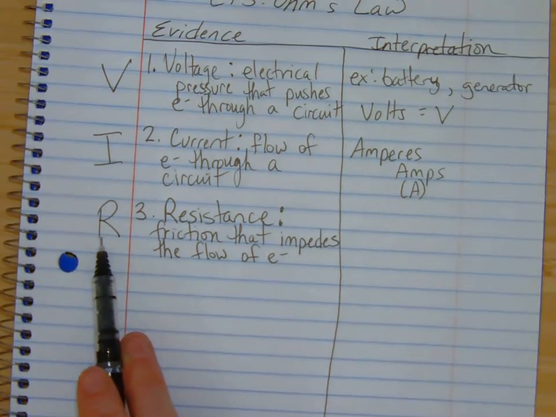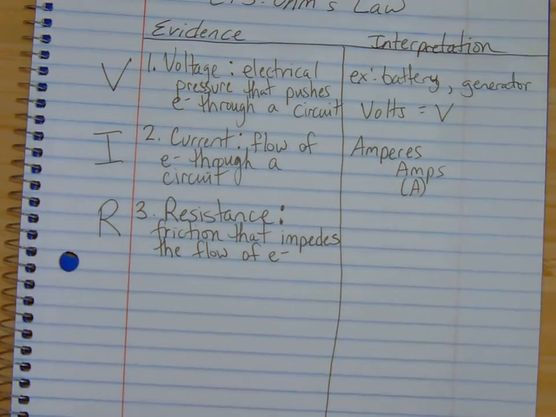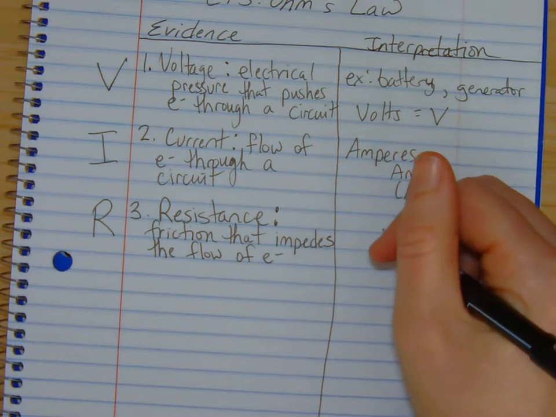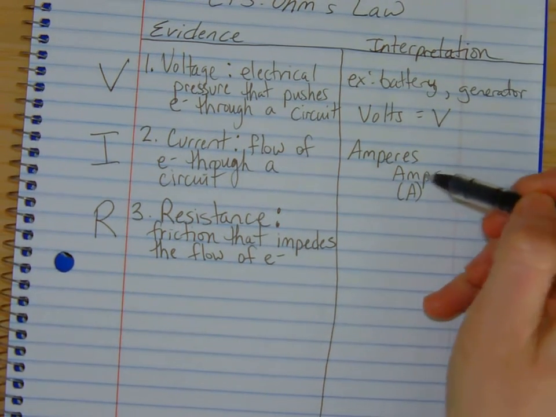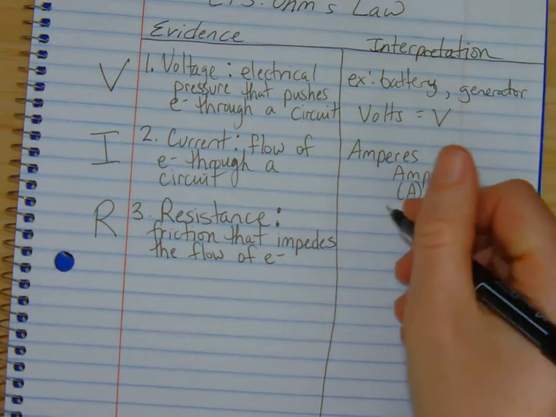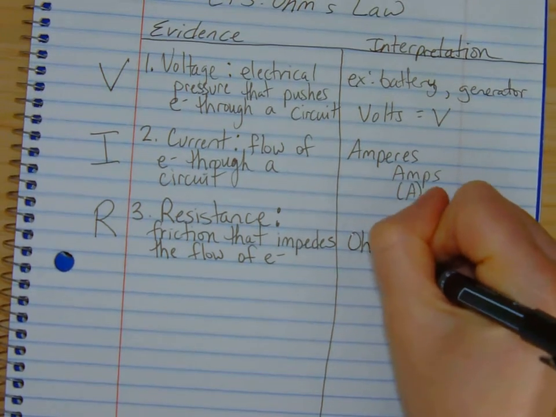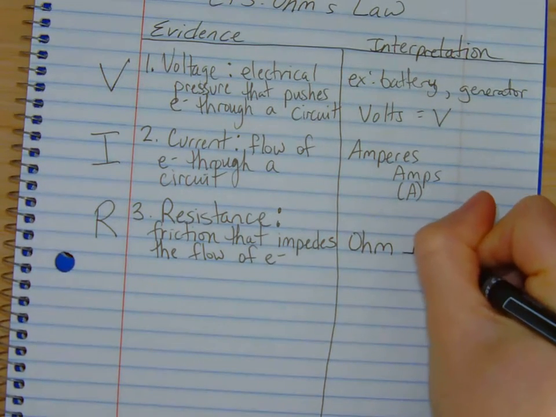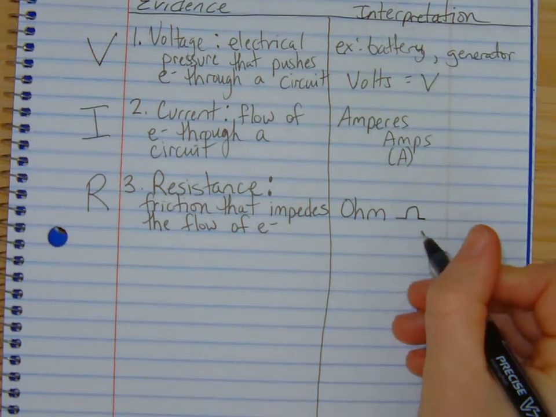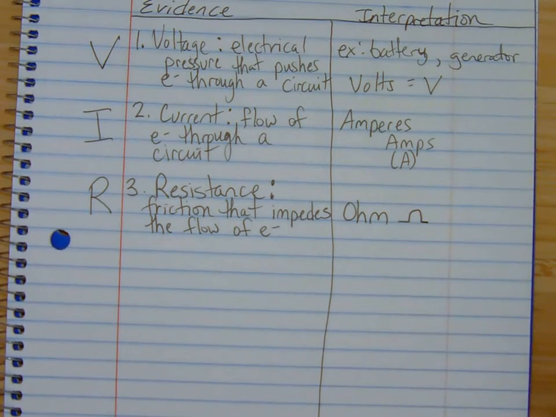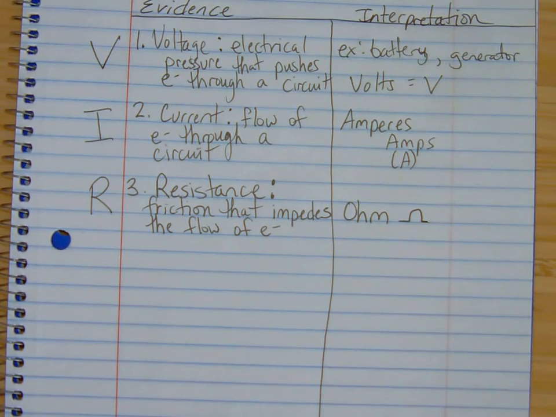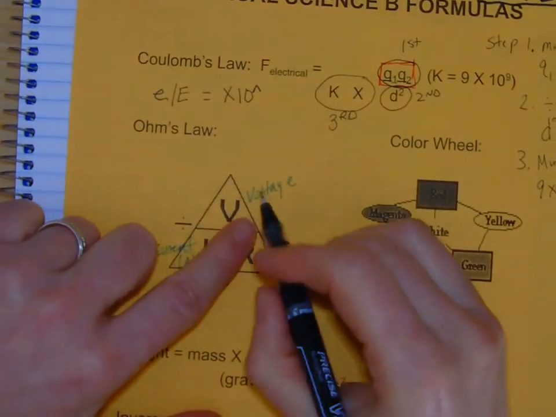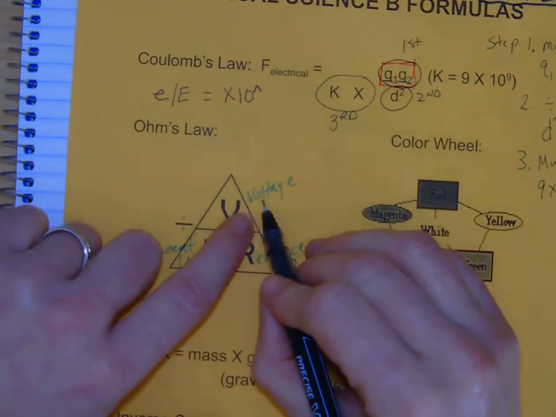On the VIR triangle, R stands for resistance, which makes sense. The unit of measurement is the ohm. An ohm is the Greek letter omega. It's that little guy. All right, so that's the unit of measurement for resistance. So on the VIR triangle, and I'll just try to read this through because I know it's hard to see.